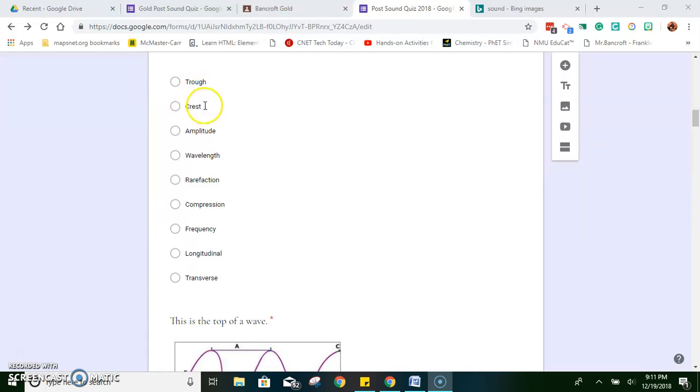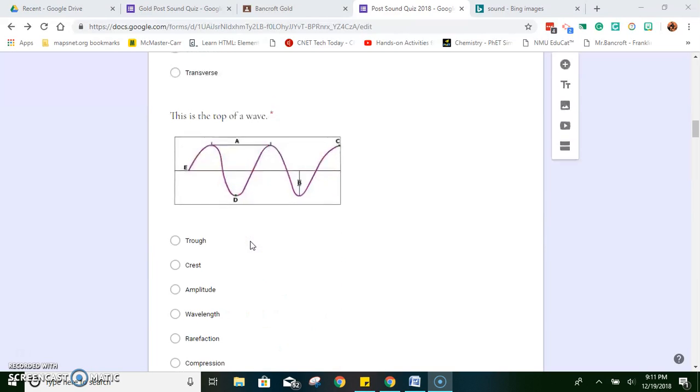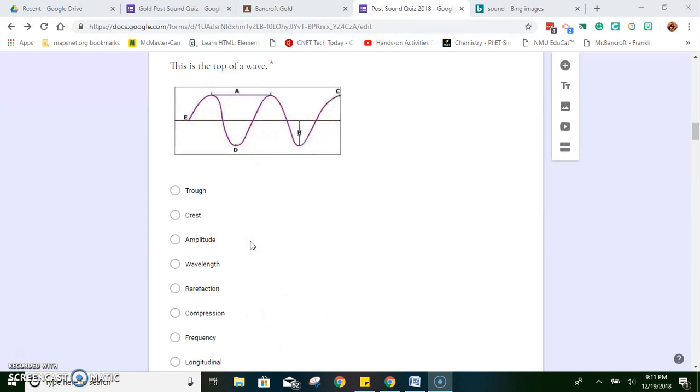Your choices are trough, crest, amplitude, wavelength, rarefactions, compressions, frequency, longitude, and transverse wave. I should mention that all of these words will only be used once, and they'll be available for every question. Okay, question number 2. We call this the top of the wave. What letter C is referring to here is the top of the wave. What do we call that?